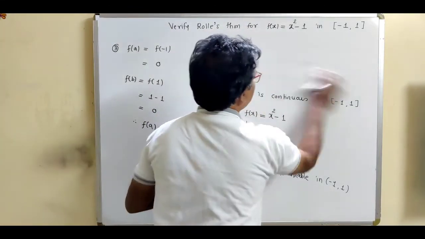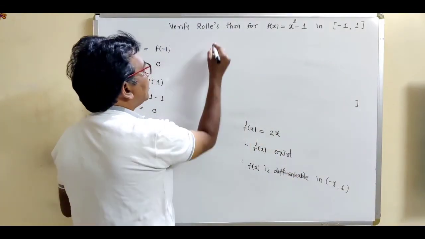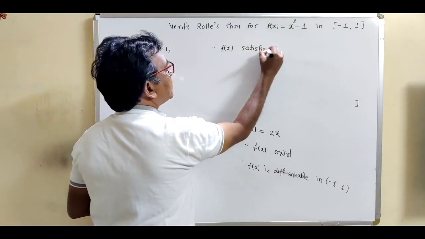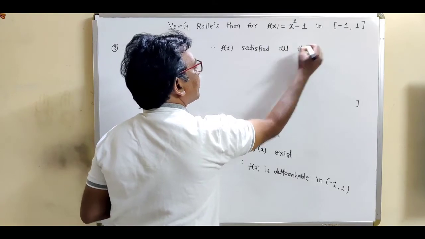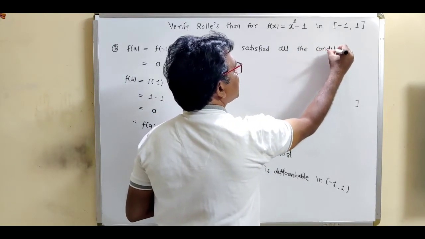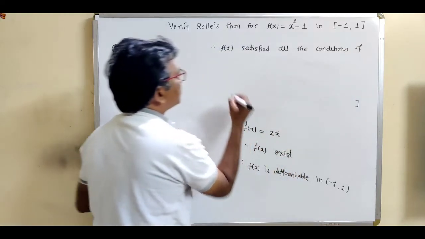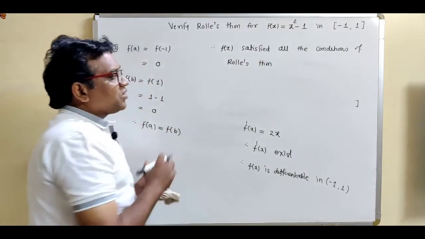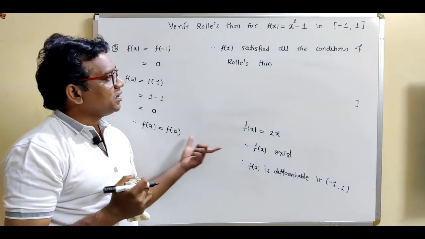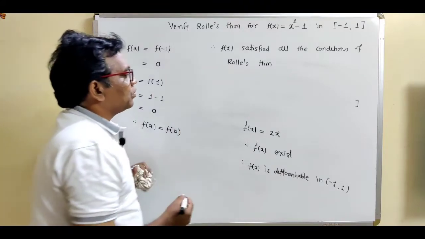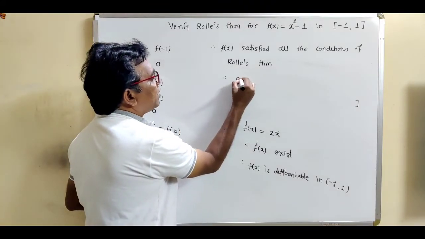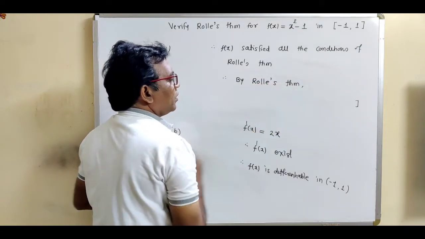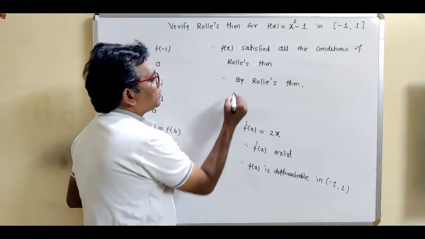So right here, therefore, f(x) satisfied all the conditions of Rolle's theorem. So f(x) satisfied all the 3 conditions of Rolle's theorem. That means we can apply the statement of Rolle's theorem. So right here, therefore, by Rolle's theorem, so what is the statement of Rolle's theorem?